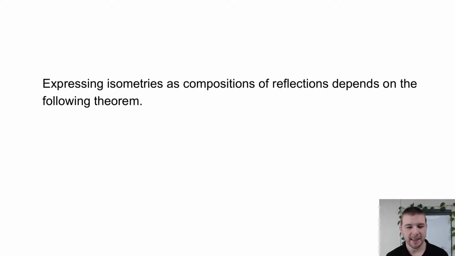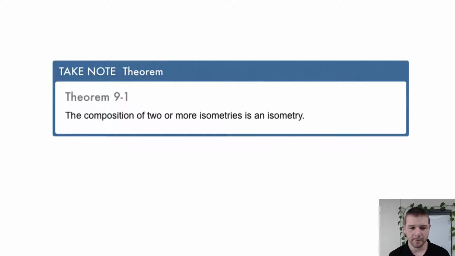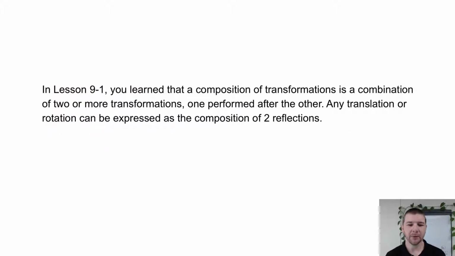Expressing isometries as compositions of reflections depends on the following theorem. Theorem 9.1. The composition of two or more isometries is an isometry. In Lesson 9.1, you learned that a composition of transformations is a combination of two or more transformations, one performed after the other. Any translation or rotation can be expressed as the composition of two reflections.